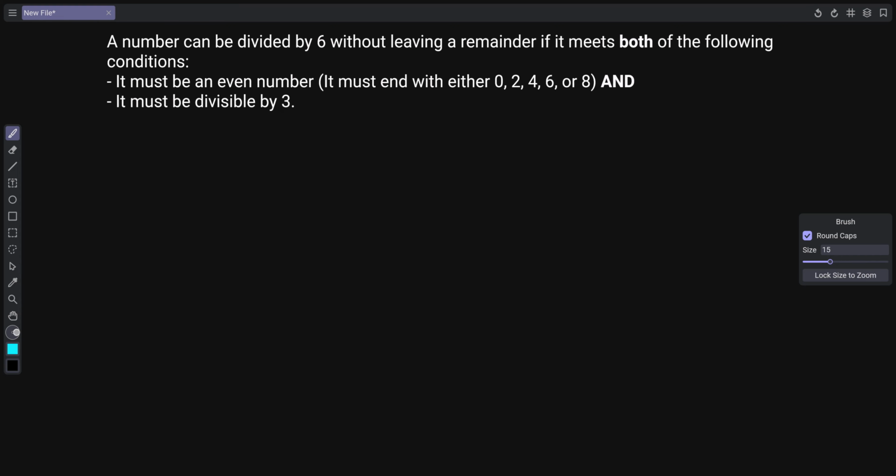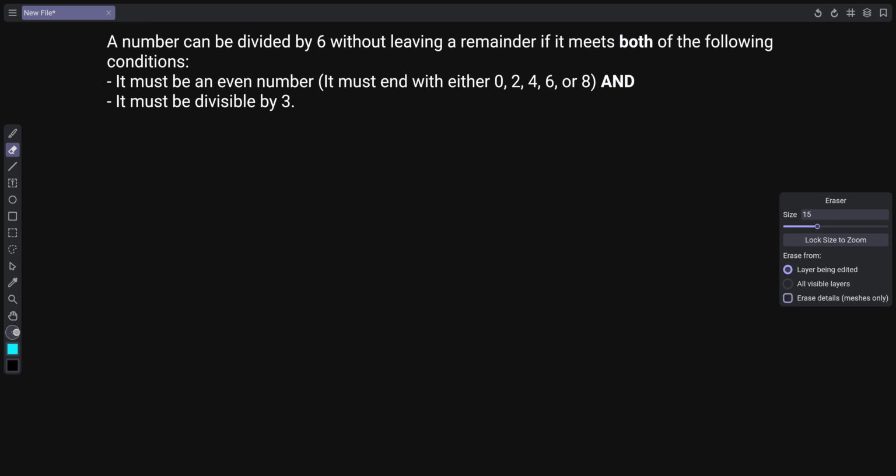The first is that said number needs to be an even number, so it must end with either 0, 2, 4, 6, or 8, and it must also be divisible by 3. If it only meets one of these criteria, it cannot be evenly divided by 6. It's very important that it meets both of these criteria here.